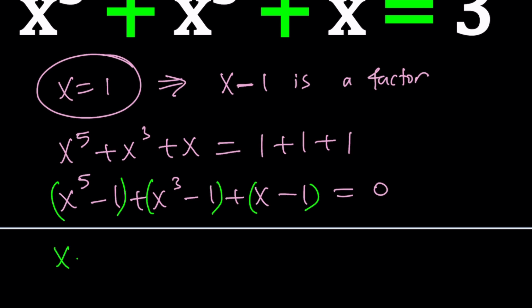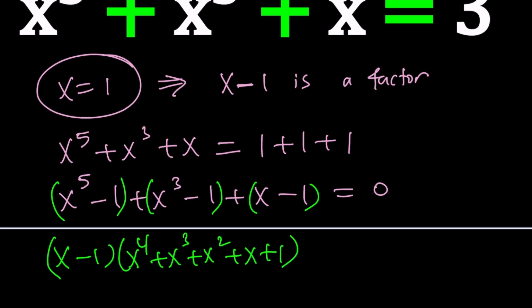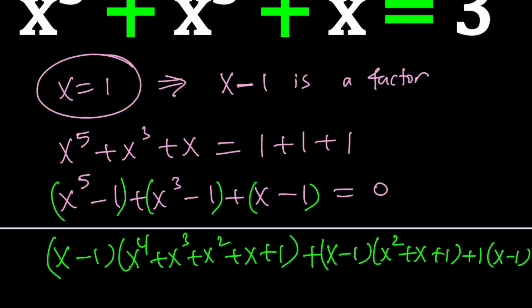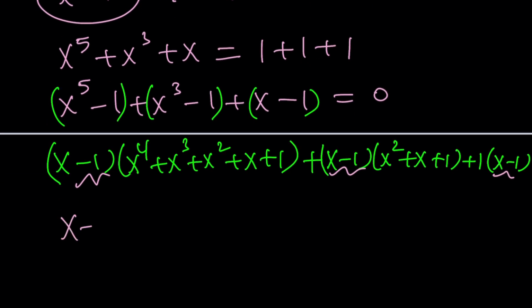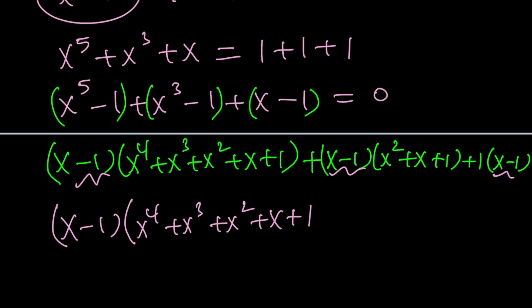x to the 5th minus 1 is x minus 1 times x to the 4th plus x to the 3rd plus x squared plus x plus 1. Such a long factor, isn't it? x cubed minus 1 is a difference of two cubes. We can write it as x minus 1 times x squared plus x plus 1. And finally, 1 times x minus 1. That's it. Now, x minus 1 is a common factor, so why don't we factor that out? And we're going to get x to the 4th plus x cubed plus x squared plus x plus 1 plus x squared plus x plus 1 plus 1.